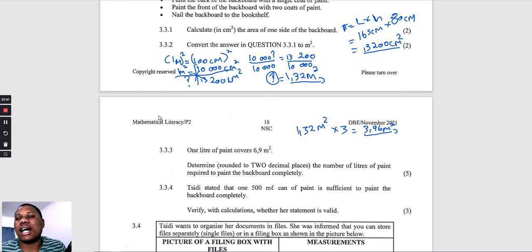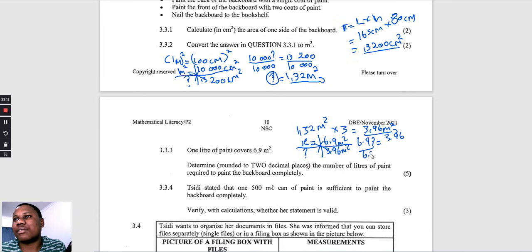Now they say 1 liter of paint covers 6,9. So we are going to say 1 liter is equal to 6,9 meters squared. Then we do our cross multiplication with 3,96 meters squared. This is our question mark. We cross multiply, then we have 6,9 question mark is equal to 3,96.